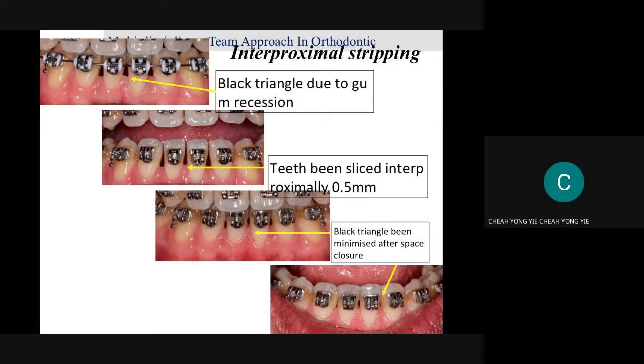Doctor, how does ortho help in the gummy smile? Gummy smile.